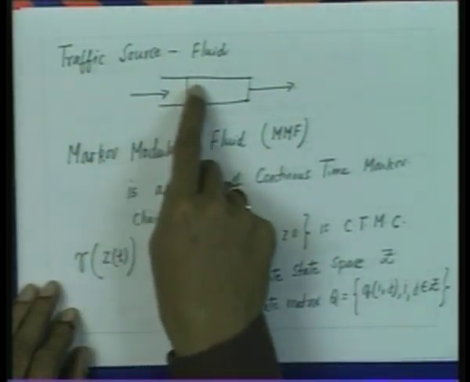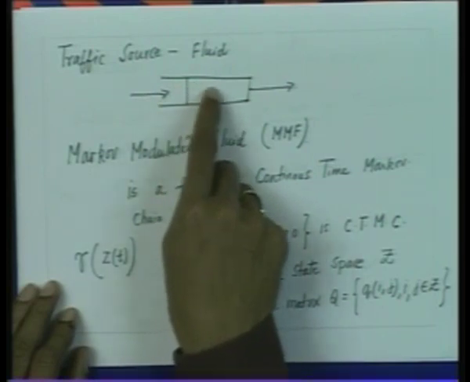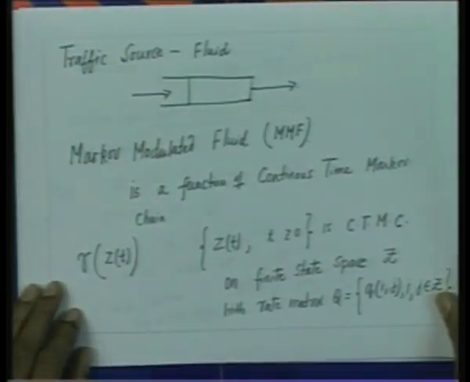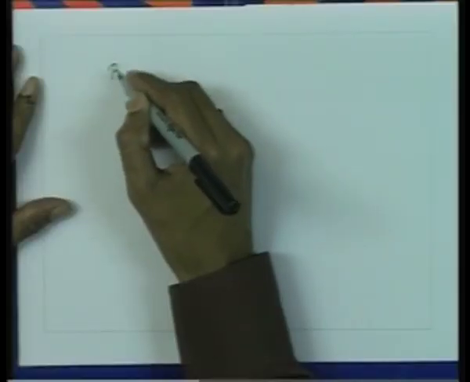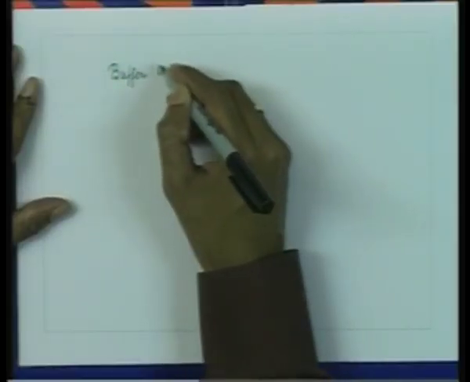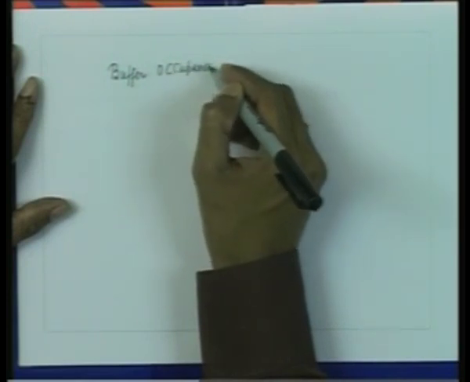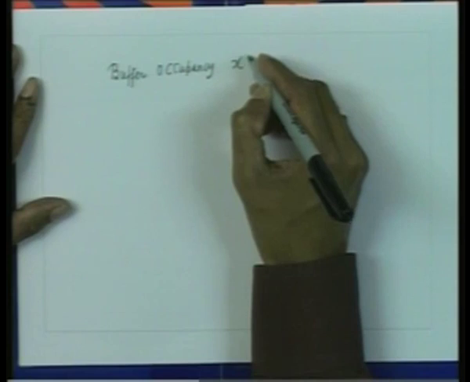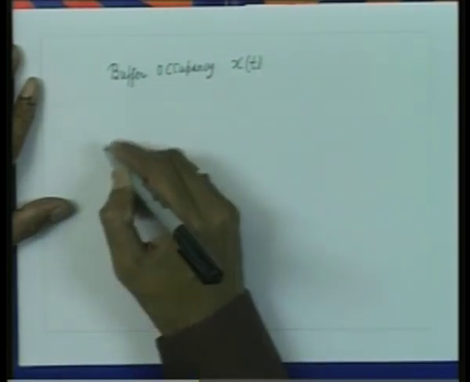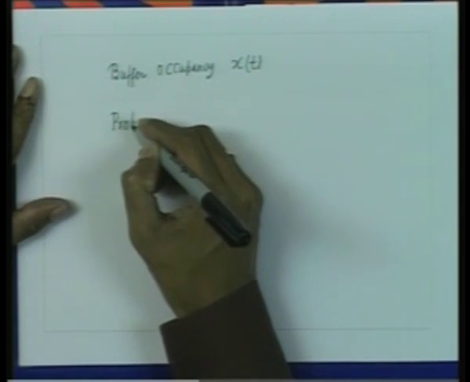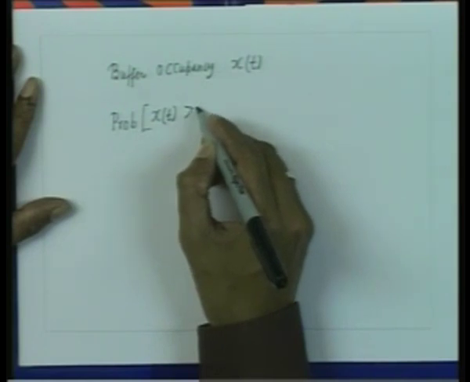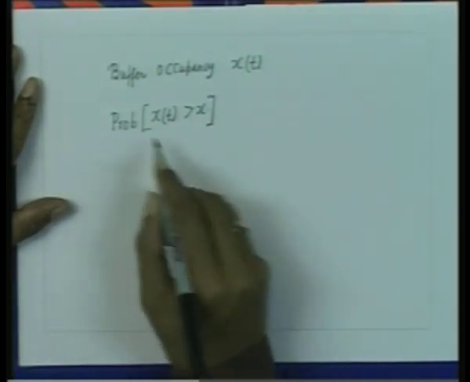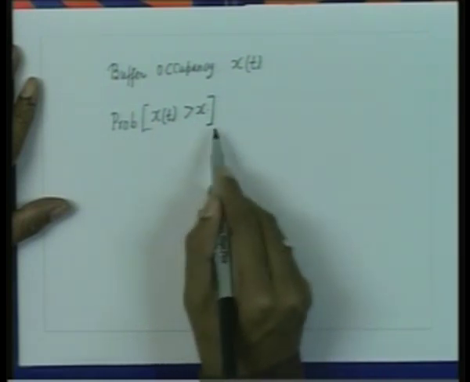Now this Markov modulated fluid is transmitting through this buffer. So naturally our question is, if this buffer occupancy is denoted by xt, we would like to determine what is the probability that xt, this buffer occupancy, is greater than x. So this distribution we would like to know.